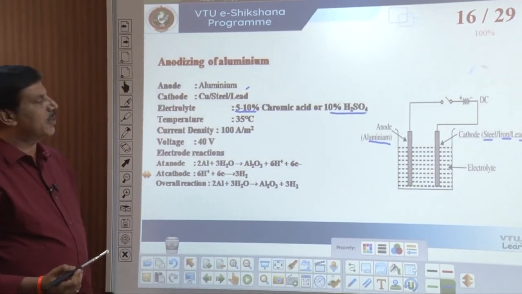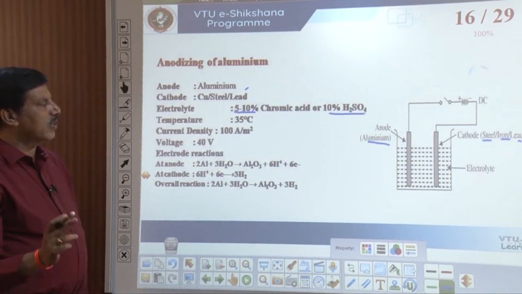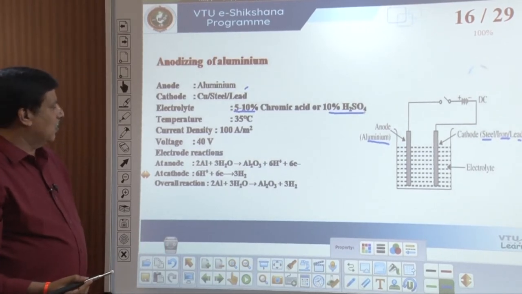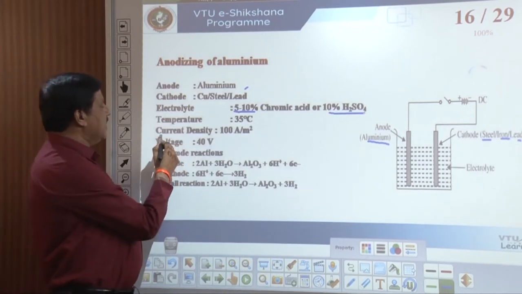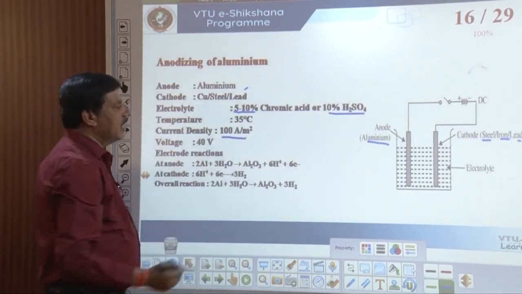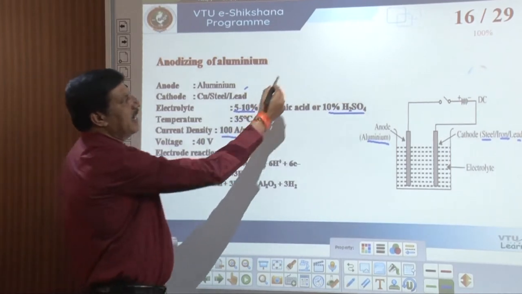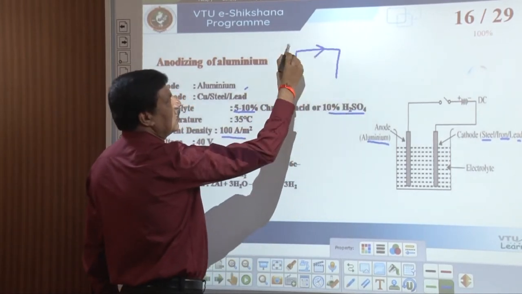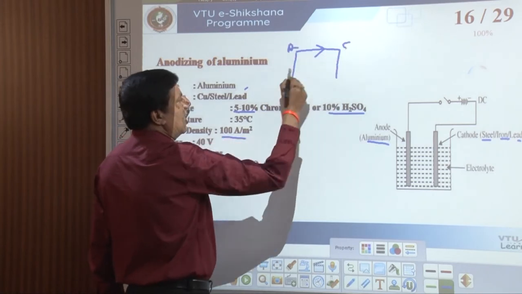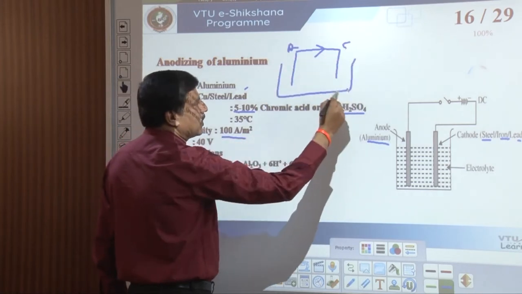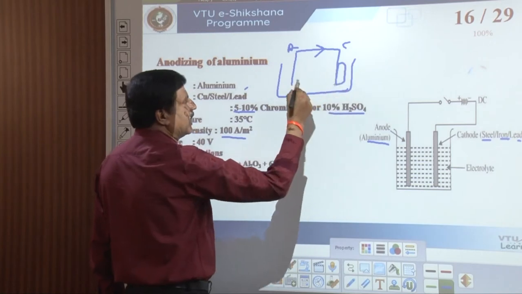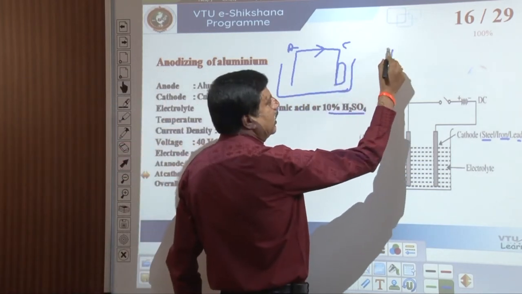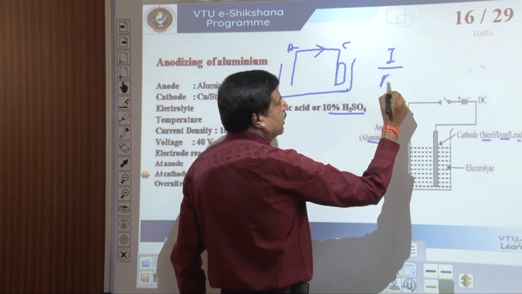How do you prepare 10% sulfuric acid? 1 liter of sulfuric acid is added to 10 liters, a 1:10 ratio. What is current density? Current density is 100 A/m². When you are doing the process with anode and cathode, how much current you are passing is the current density. Current density is nothing but current per unit area.